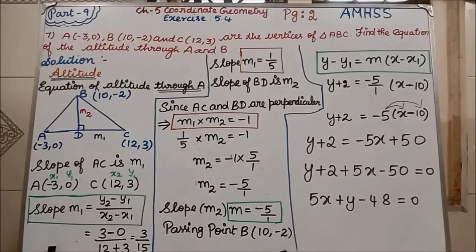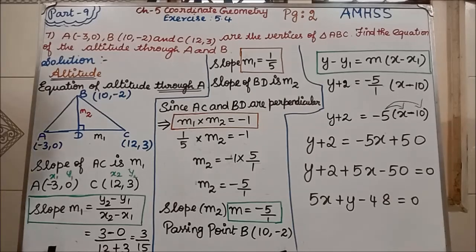Now, y2 value is what? 3. y1 value is what? 0. So 3 minus 0 divided by x2, which is 12, minus x1, which is minus 3, so this minus becomes plus: 3 divided by 15. If you cancel 3 and 15, in the 3 table how many times does 15 come? 5 times. So slope m1 is equal to 1 by 5.